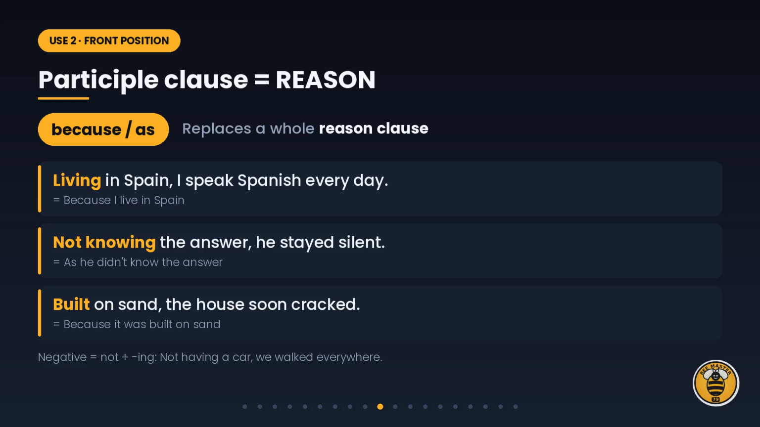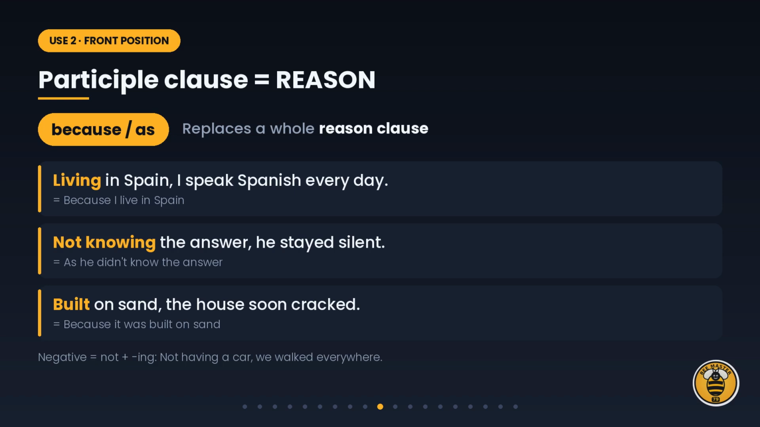Participle clauses also work at the front of a sentence, and there they replace whole adverbial clauses. The most common meaning is reason. It replaces because or as. Living in Spain, I speak Spanish every day. That means because I live in Spain.